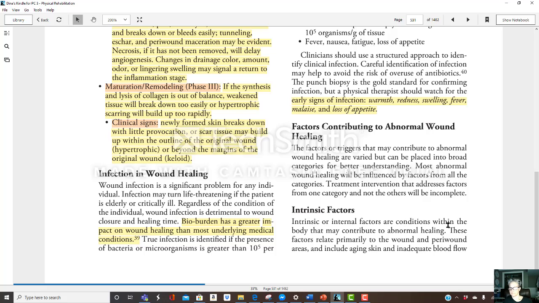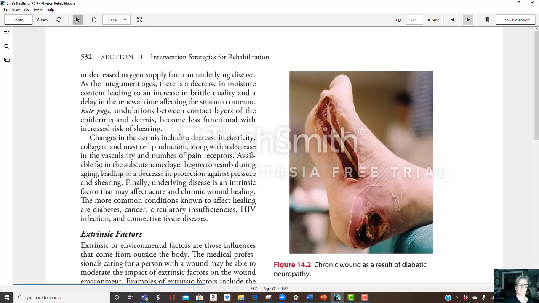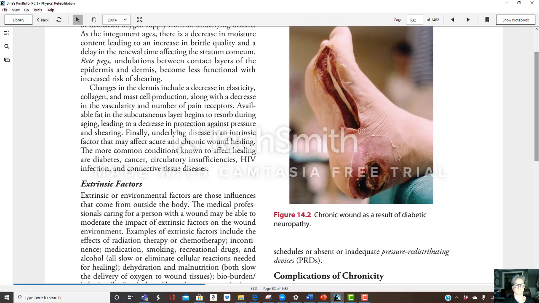Intrinsic factors. Intrinsic or internal factors are conditions within the body that may contribute to abnormal healing. These factors relate primarily to the wound and periwound areas, and include aging skin and inadequate blood flow or decreased oxygen supply from an underlying disease. As the integument ages, there is a decrease in moisture content leading to an increase in brittle quality and a delay in the renewal time affecting the stratum corneum. Rete pegs, undulations between contact layers of the epidermis and dermis, become less functional with increased risk of shearing.